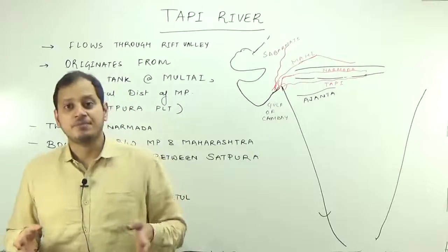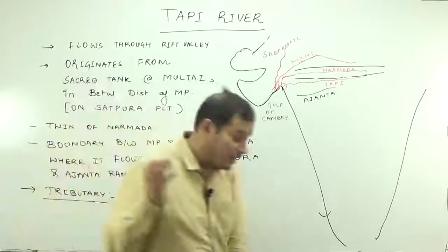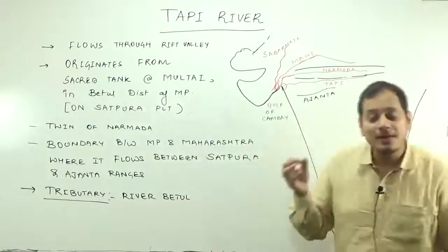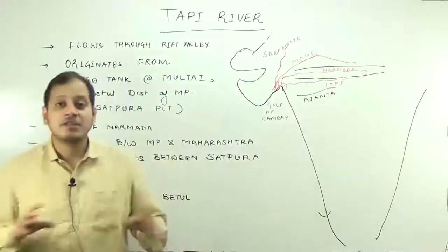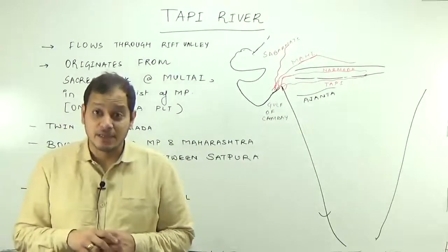We have done the Omkareshwar and the Maheshwar Dam, which lies on the river Narmada. So these are the important things we have done regarding river Narmada.